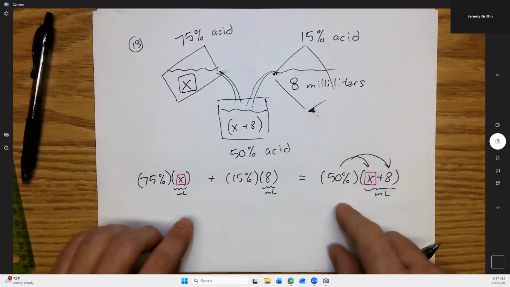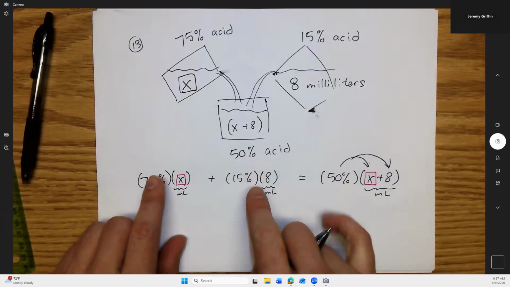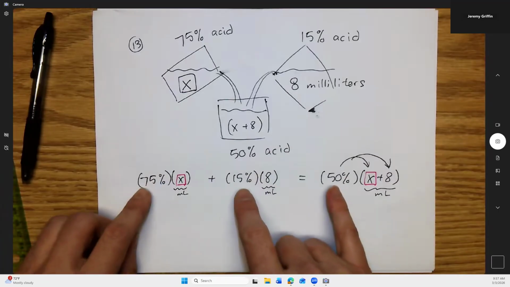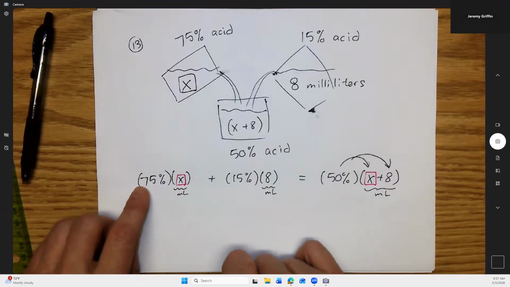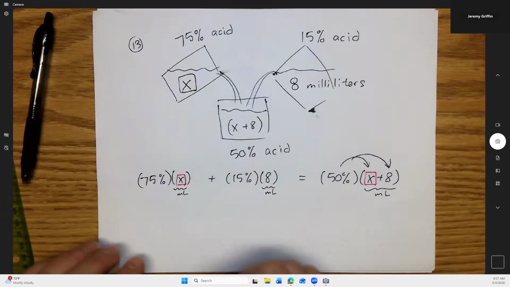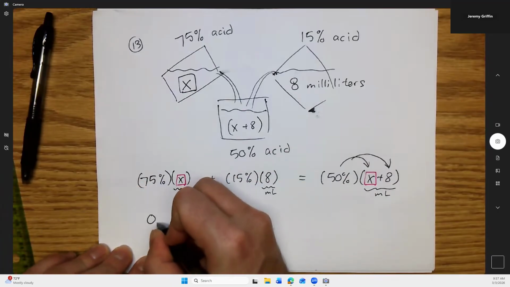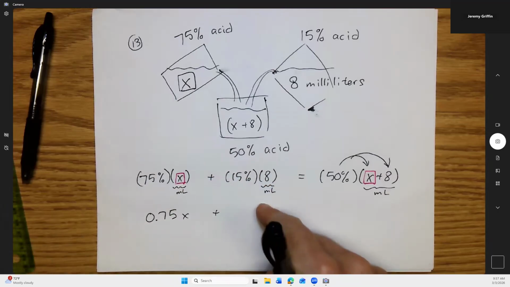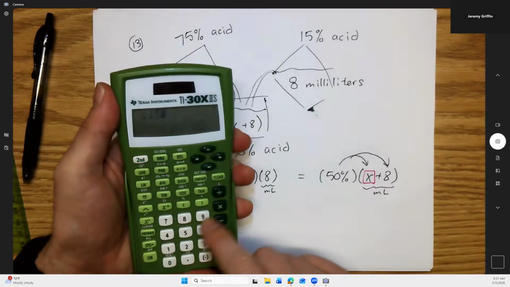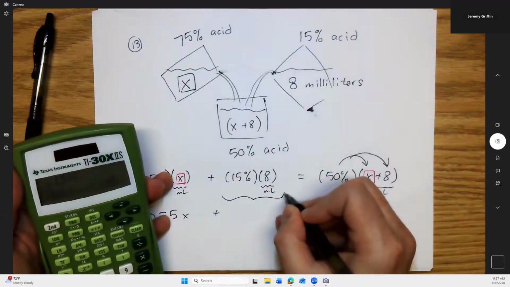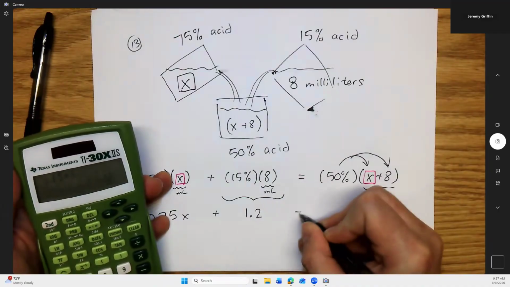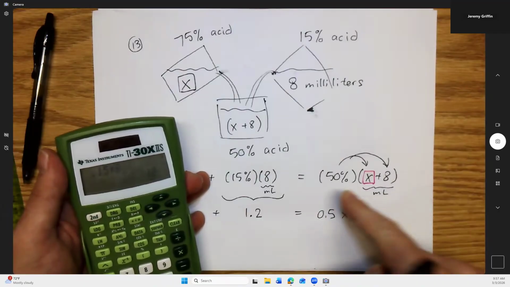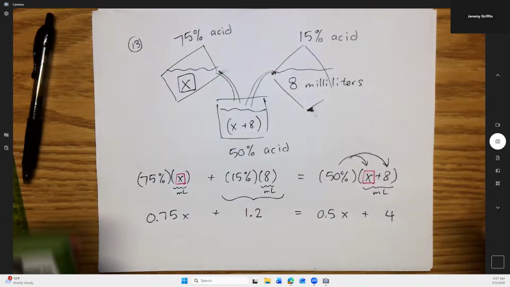There's a couple of ways you can handle this. You can either strike all the percents and just work with 75, 15, and 50. If you're in my physics class, I'd probably have you turn this into a decimal. Guys, what is 75% as a decimal? 0.75. Yeah, 0.75. Let me go ahead and write it that way in case you wanted to solve it that way. 0.75x plus, and what's 0.15 times 8? This all comes out to 1.2 if you multiply it out. Equals 0.5 times x plus, and then 0.5 times 8 is 4. So that could be 4.